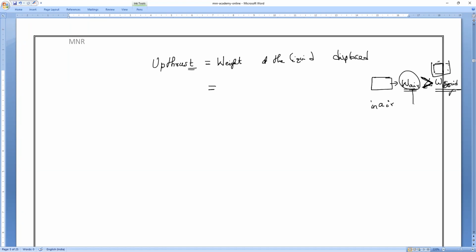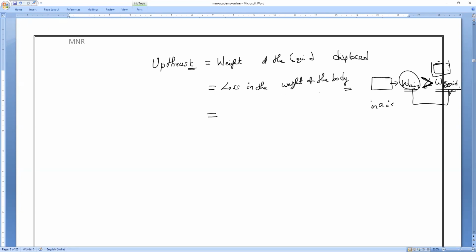So there will be some change in weight. When you take the object from air into water, or any liquid, definitely there will be a loss of weight of the object. That is what we call upthrust. So how much is the loss? The loss in the weight of the body, that is what we call upthrust. That is only what we can say is the Archimedes principle.